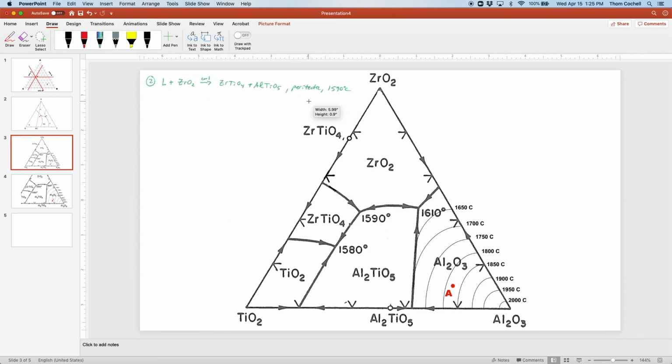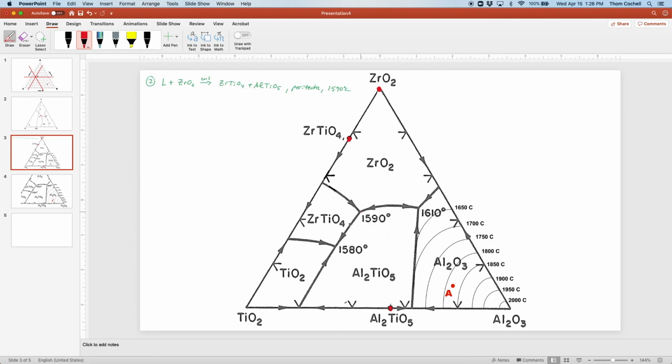We know our solid phases, ZrO2, ZrTiO4, and Al2TiO5, because those are what surround the invariant point, right? So that's how we're getting those. And so we look for the compositions. So this is the composition of ZrO2. This down here is the composition of Al2TiO5. What else do we have? ZrTiO4, that's the other one. So those are our 3 solids involved.